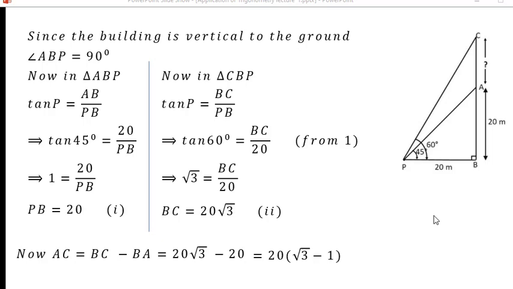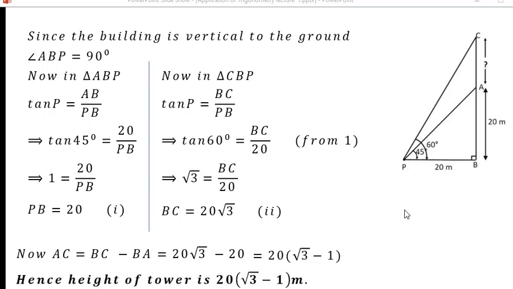If in your problem they mention the value of root 3, which is about 1.73, you can put that value and calculate the answer. But if it is not mentioned in the problem, then it is your choice. You can stop your answer here, that is 20 times root 3 minus 1 meter. Better you stop here, as it will save your time. Fine.